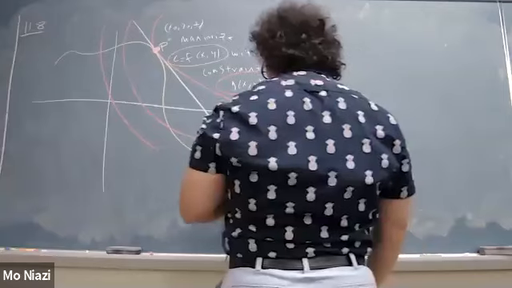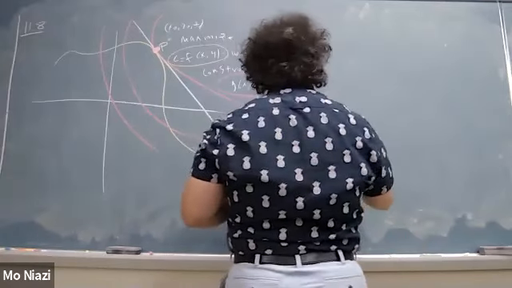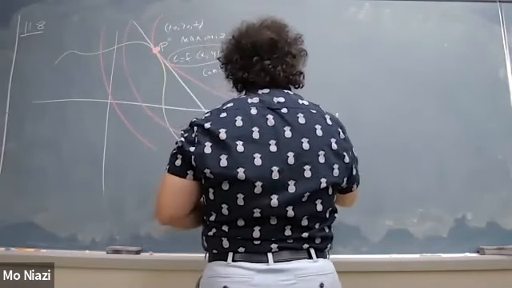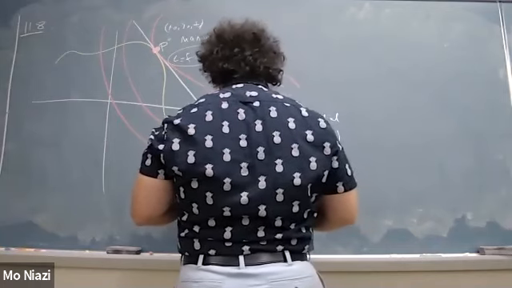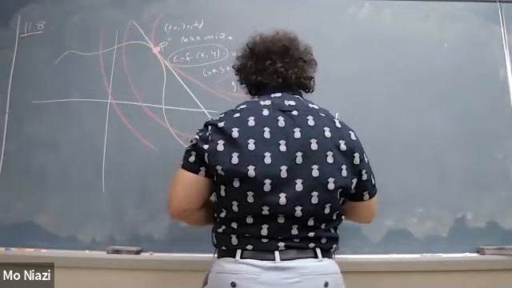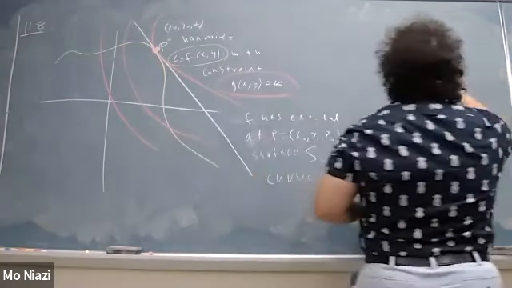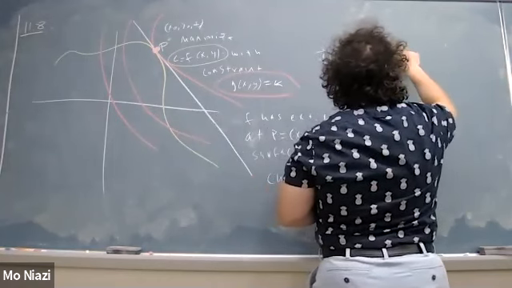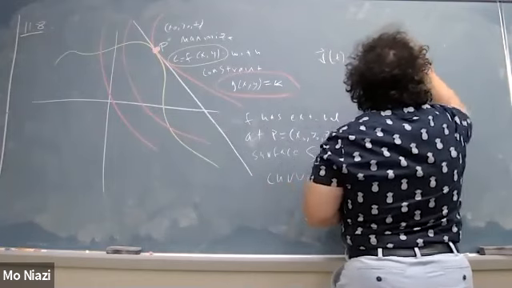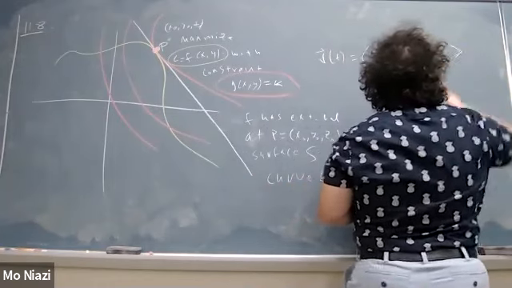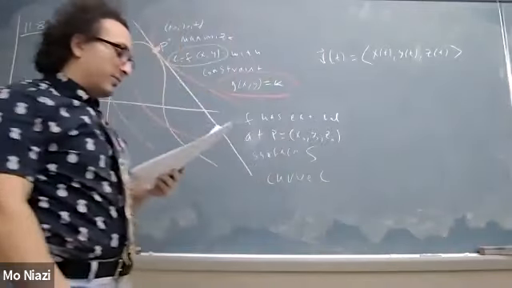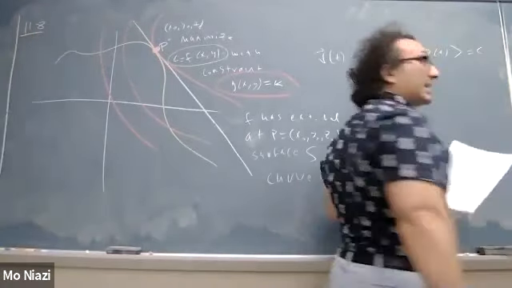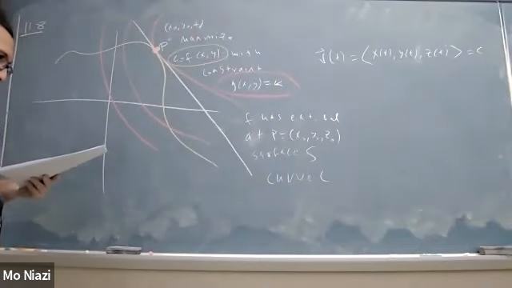So let's say we have some curve C, and let's say that f has an extreme value at P on the surface S, and there's a curve C going through that point P, and the curve C is parameterized by r of t equal to some x of t, y of t, and z of t. It's a parametric vector equation.